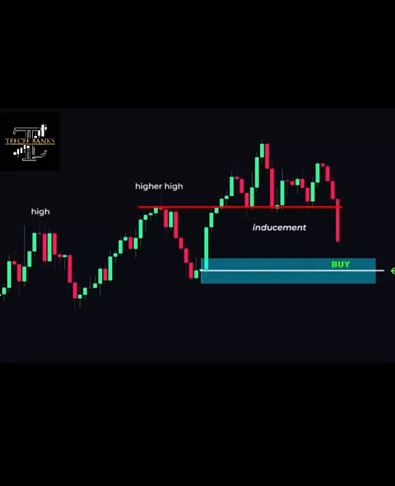So, we place a limit buy order in the middle of the order block and wait. As you can see, the price moved downward, broke the inducement level, and triggered our buy order at the order block. After the order is triggered, we place a stop loss just below the order block and set our take profit at 2 to 3 times the size of the stop loss. You could also target the inducement zone as your take profit. As you can see, this trade turned out to be profitable.